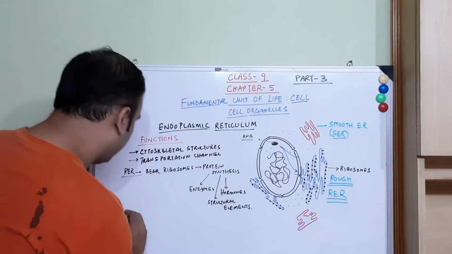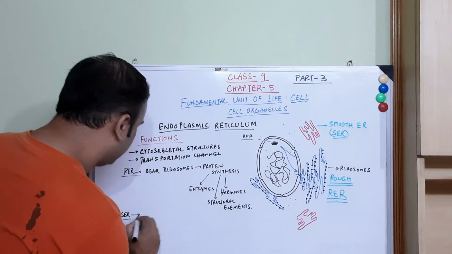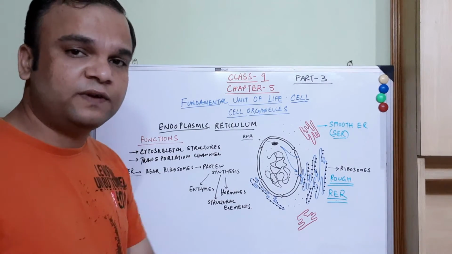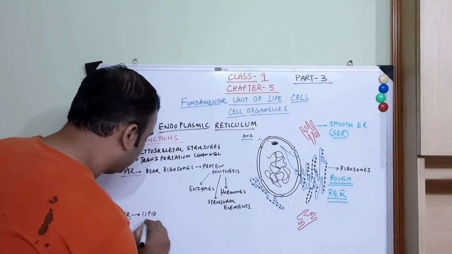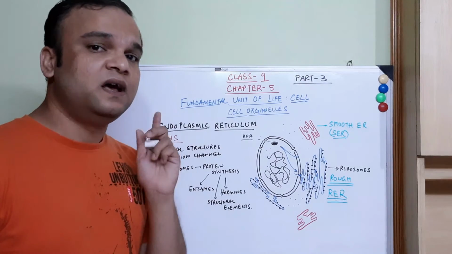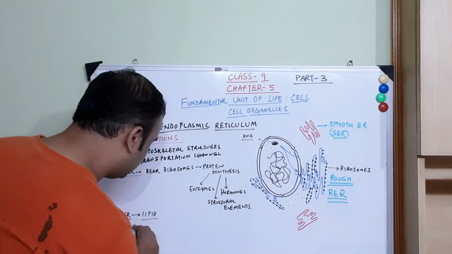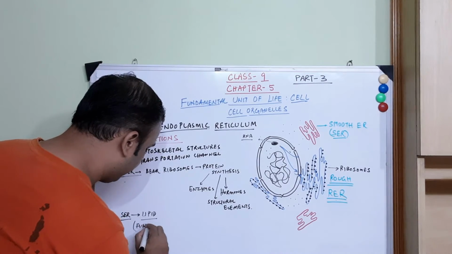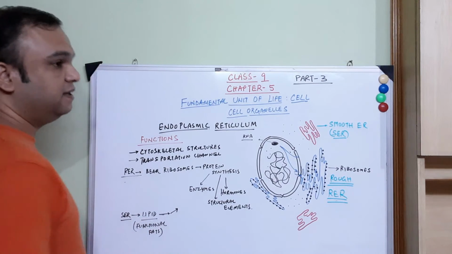In a similar manner, if you talk about the smooth endoplasmic reticulum, it does not bear any kind of ribosomes on its surface, so it helps in lipid synthesis. Lipids, I told you, if you remember, in the cell membrane topic. If you don't remember, please refer to the I button and you will find the video over there. Lipids means functional fats. They help in the structural framework like the cell membrane.